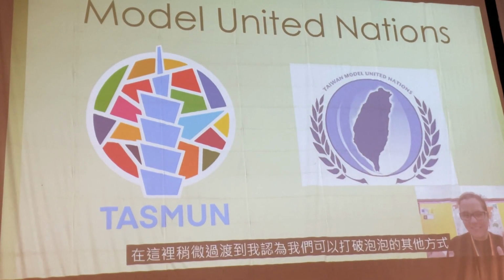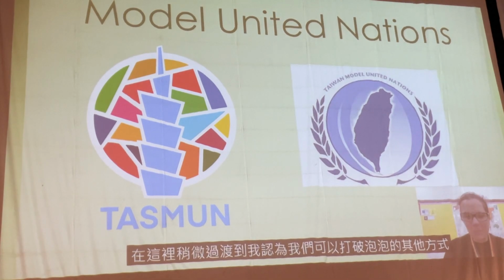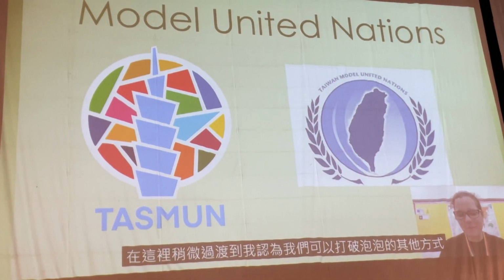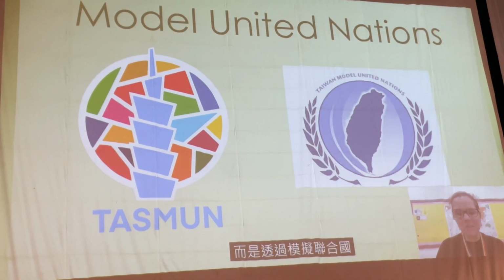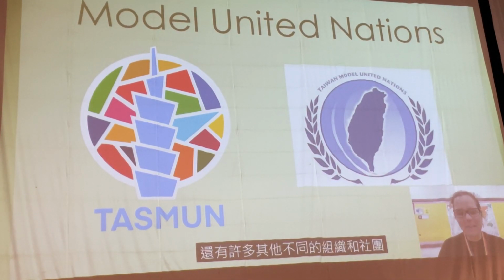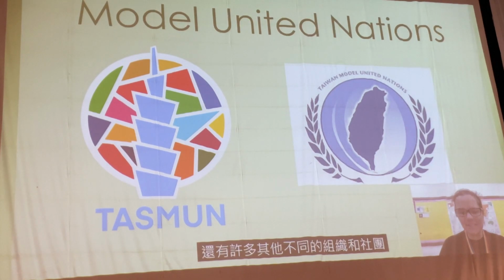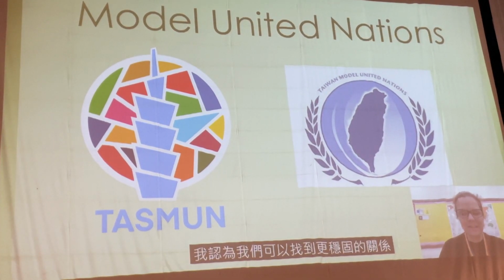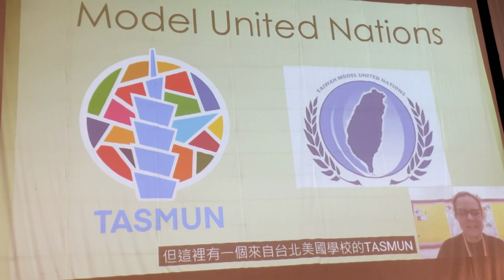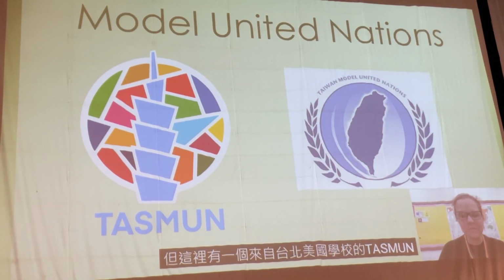To transition a little bit here to other ways that I think that we can burst the bubble, other than just through an academic setting, is through Model United Nations. There are many other different organizations and clubs that I think we can find stronger connections. But here's an example. Tasman is from Taipei American School.